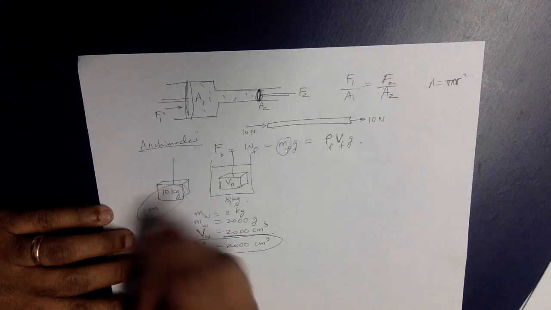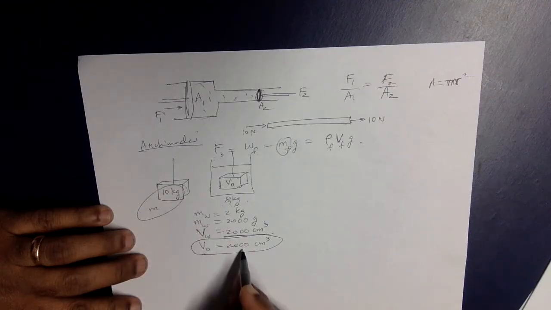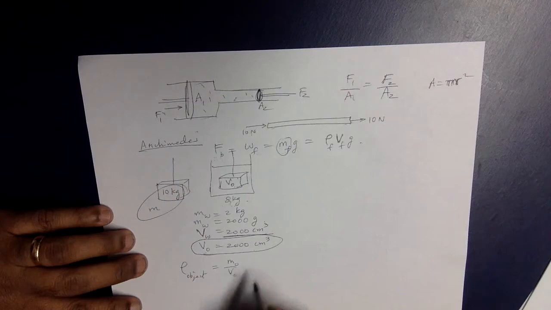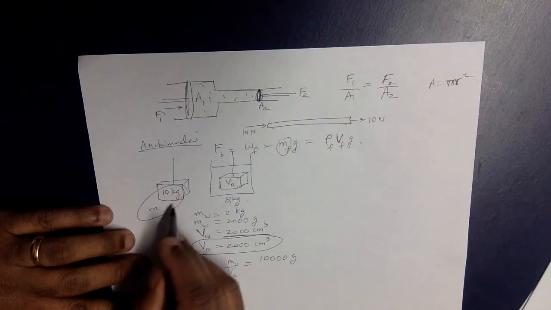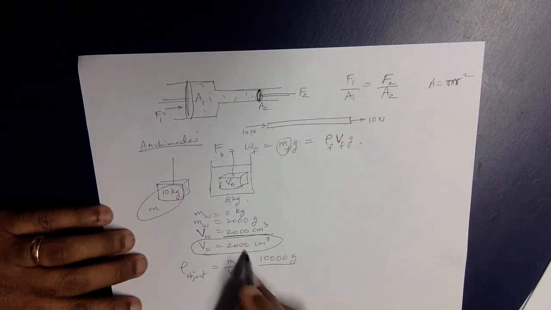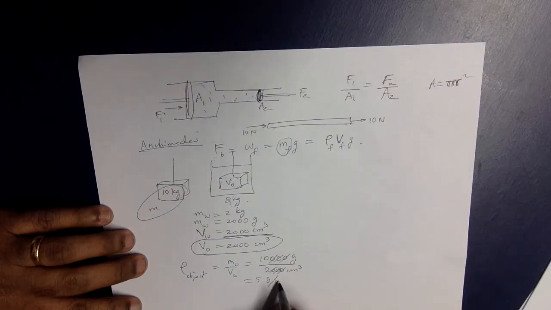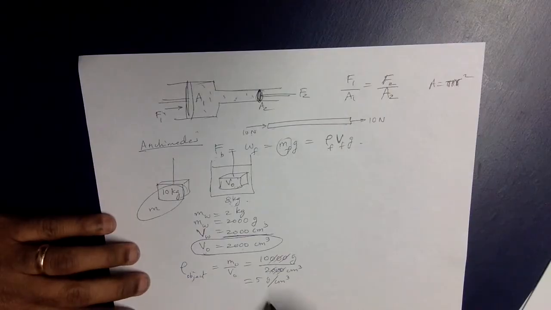Now you know the mass of the object is 10 kilograms and the volume of the object is 2000 centimeter cubed. We can figure out the density of the object, which is mass over volume. So you see 10,000 grams. This is in kilograms, so you have to change it to grams, over 2000 centimeter cubed. And therefore you get the answer of 5 grams per centimeter cubed as the density of the object. If you want to convert it into kilograms per meter cubed, you can actually write it as 5000 kilograms per meter cubed.